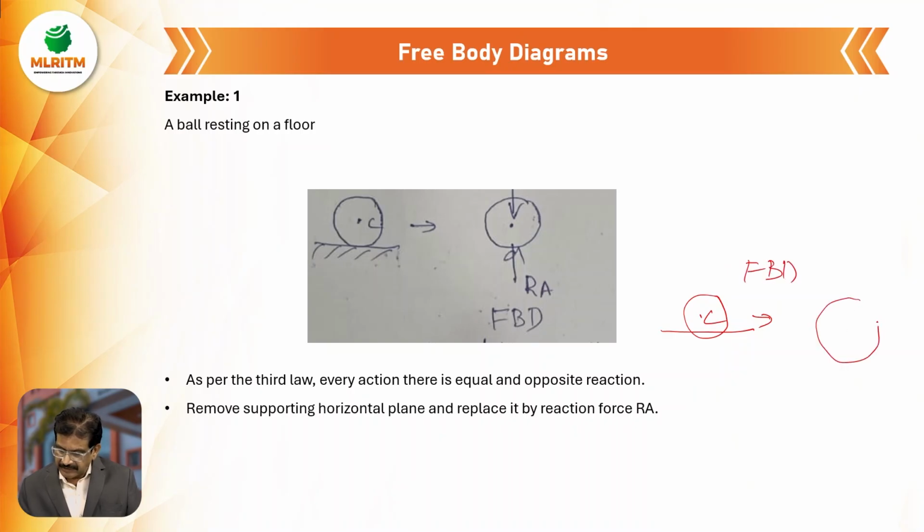Now draw a circle, that is, sketch the diagram. Show the active force, which is the weight, the self weight. Then the reaction, which is RA. This is the drawing of the free body diagram of the given example. As per the third law, for every action there is an equal and opposite reaction.